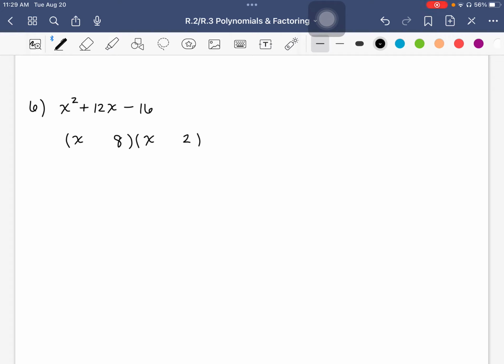However, no matter what signs we were to put here, we would never get that they would add up to 12 here. 8 plus 2 is not 12, 8 minus 2 is not 12, and so on and so forth. So at this point, we've essentially exhausted all possibilities, and we've come to the result that this polynomial cannot be factored.